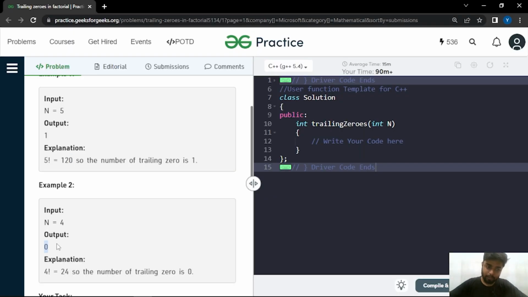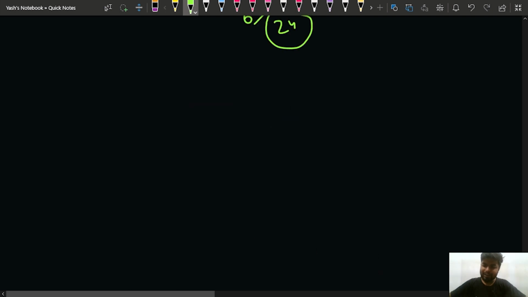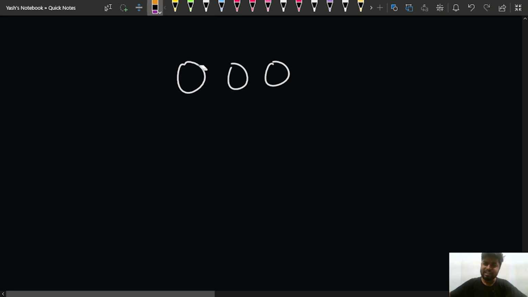We will return a 0 because there are no trailing zeros in this part. So how can I do this problem? For this we can observe one thing: how are we getting zeros at the end? When we multiply certain numbers, how do we get zeros at the end? We get zeros because of two numbers, right?